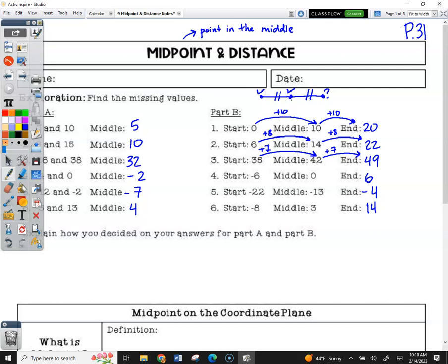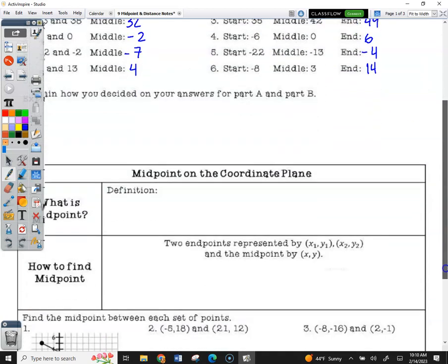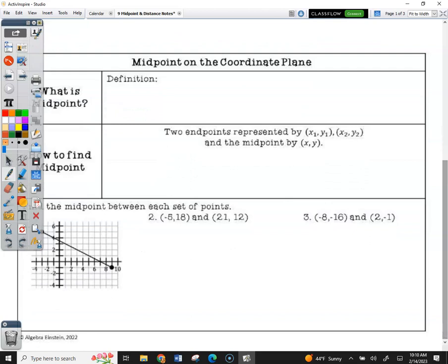Now, this was just finding the middle between two numbers, right? Now we're going to find the middle between two coordinate points, which means it's not just two numbers. Now it's an x, y, and an x, y, right? So now we're looking at the coordinate plane. Okay, so come right here. Let's take some notes.